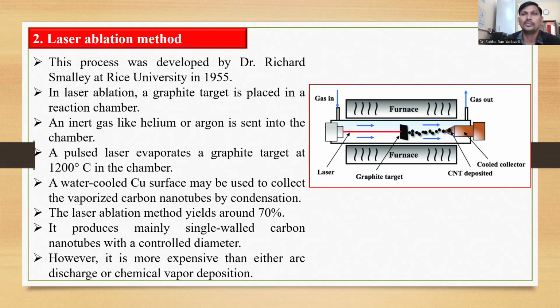This is a more expensive method when compared to the arc discharge method and chemical vapor deposition method. Why? Because here we are using high temperature maintained furnaces and a high intensity laser beam. So the maintenance cost is also very high. So this is the diagrammatic representation and the theoretical explanation of the laser ablation method.